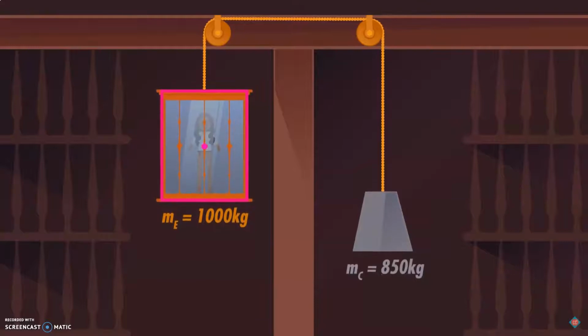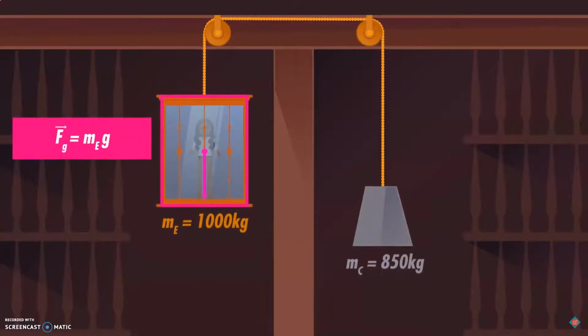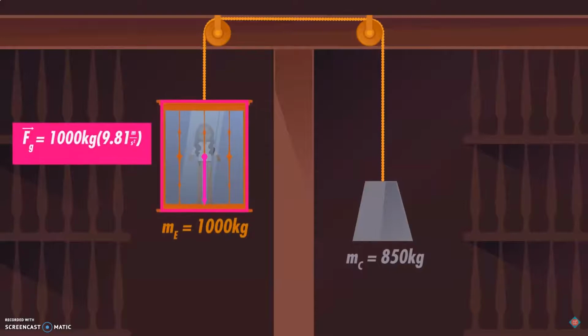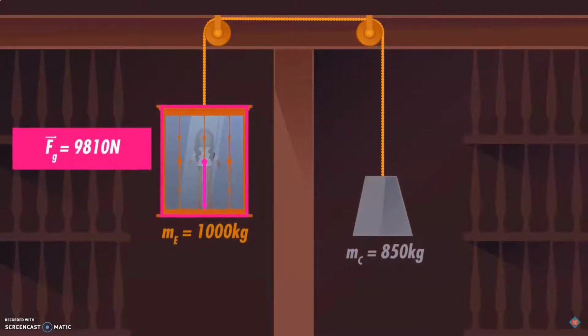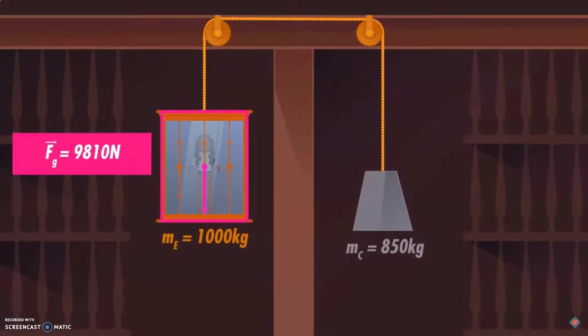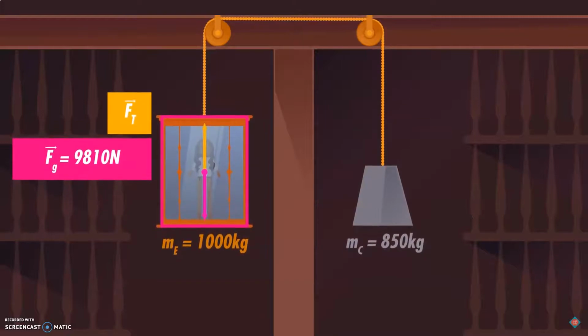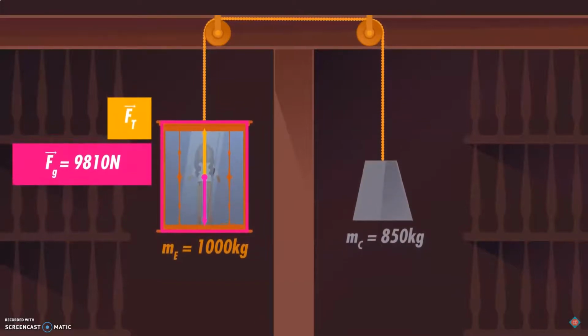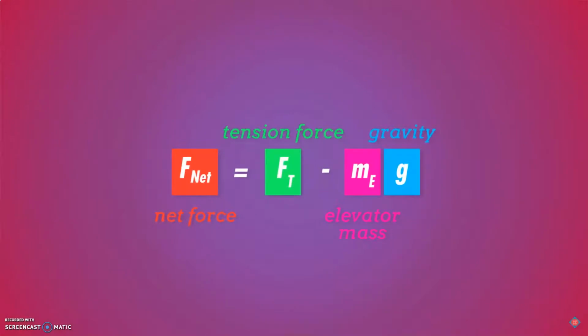But how will we know if it's safe? How quickly is the lift going to accelerate downward? To find out, let's first draw a free body diagram for the lift, making up the positive direction. The force of gravity on the lift is pulling it down, and it's equal to the mass of the lift times small g. That's 9,810 newtons of force in the negative direction. And the force of tension is pulling the lift up in the positive direction, which means that for the lift, the net force is equal to the tension force minus the mass of the lift times small g.